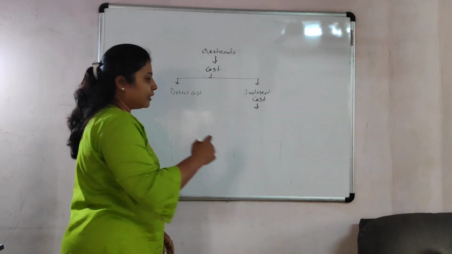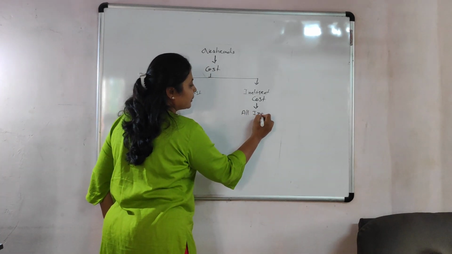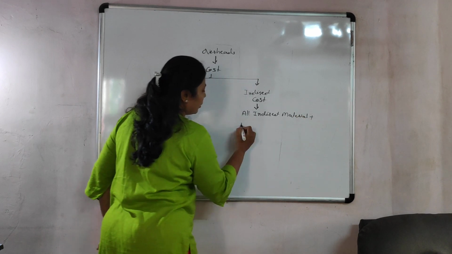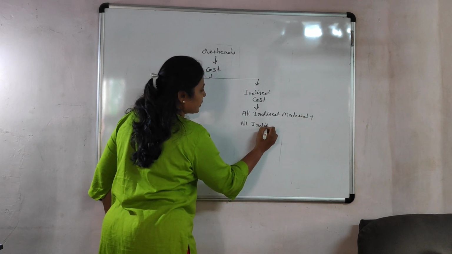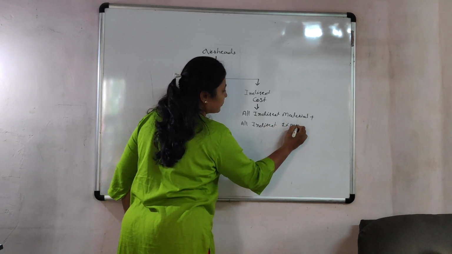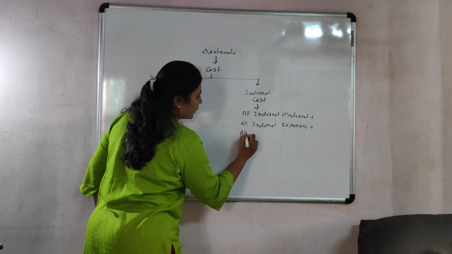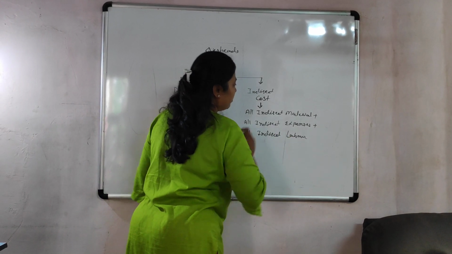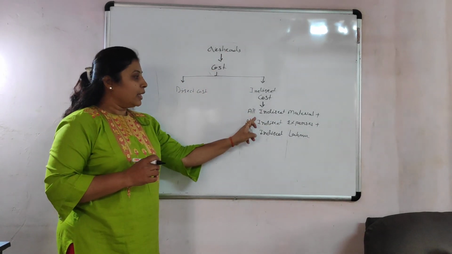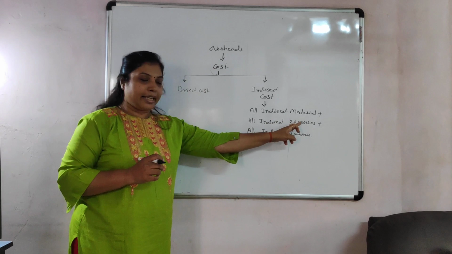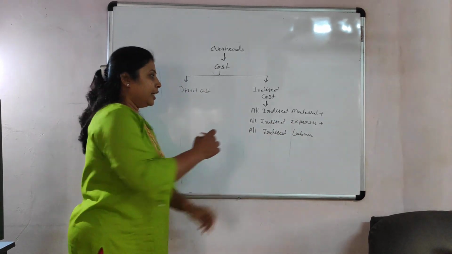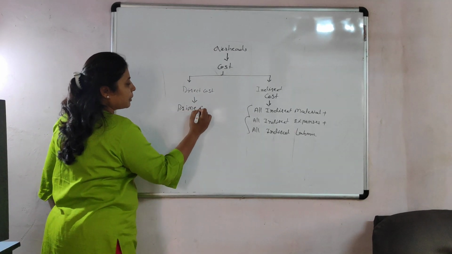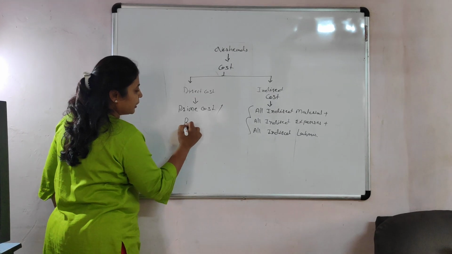Indirect cost is related with all indirect material plus all indirect expenses plus all indirect labor. It means overheads is equal to all indirect material plus indirect expenses and indirect labor. It is known as overheads. Direct cost is also known as prime cost or basic cost.